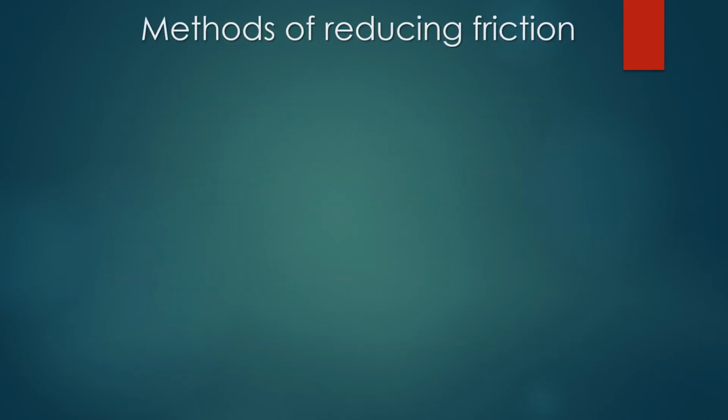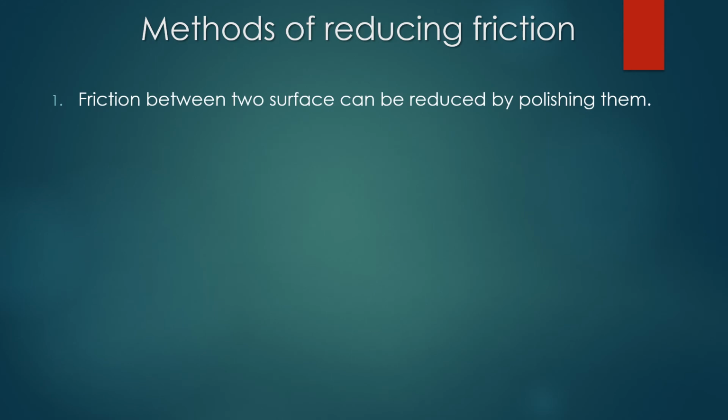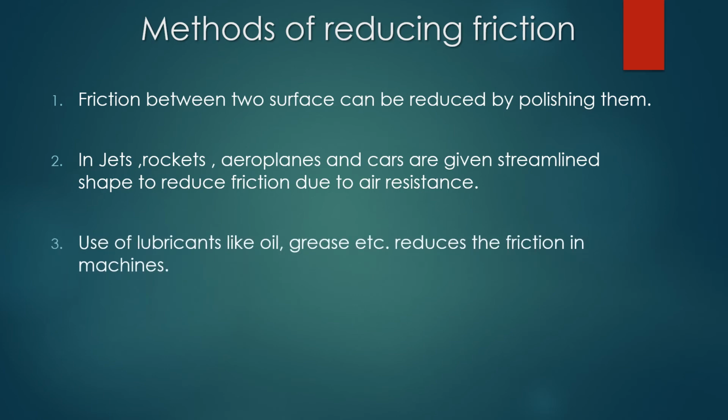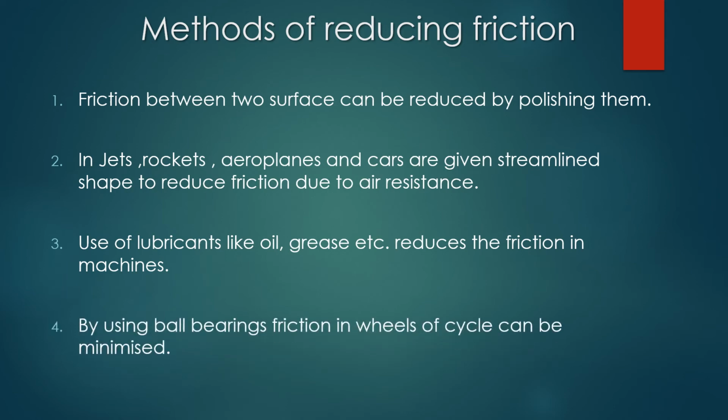Next, we'll study how this friction is reduced, like methods of reducing friction. The first is friction between two surfaces can be reduced by polishing them. Next is jets, rockets, aeroplanes, and cars are given a streamlined shape to reduce friction due to air resistance. Third one is the use of lubricants like oil, grease, etc. which reduces the friction in machines. Last, by using ball bearings, friction in the wheels of a cycle can be minimized.